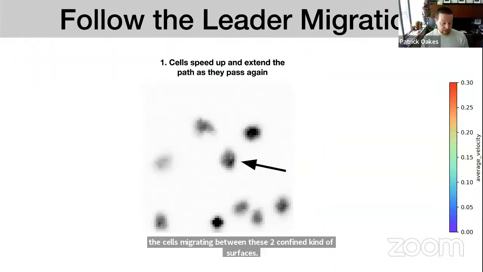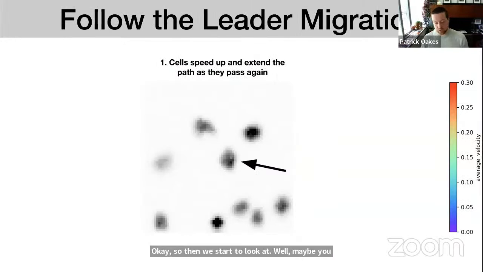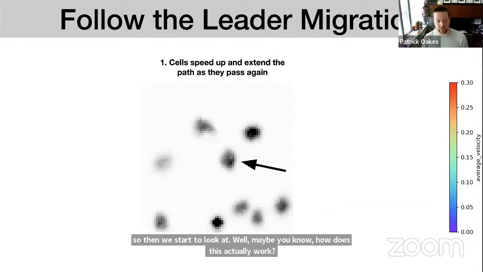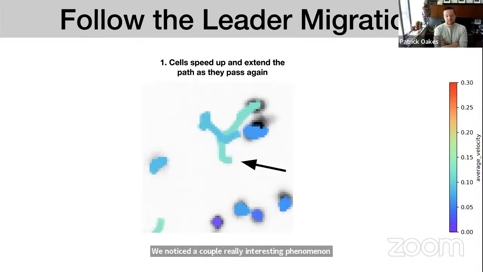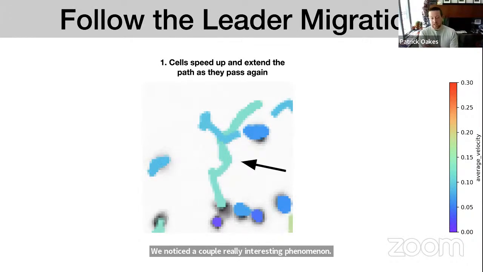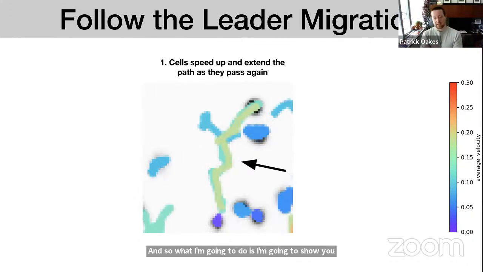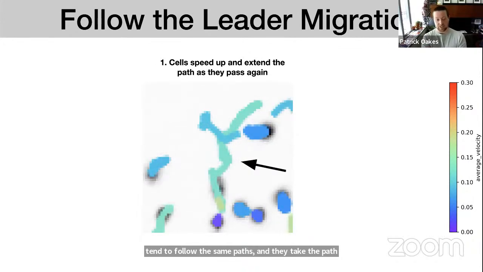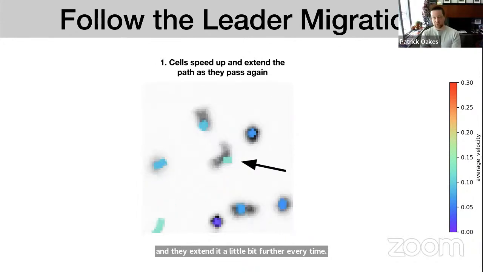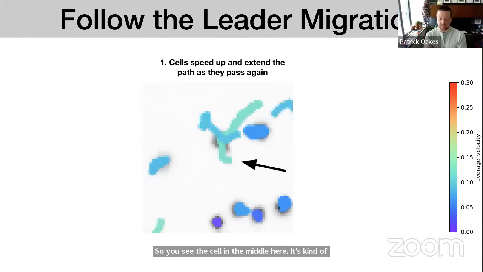Okay, so then we started to look at how does this actually work, and what's going on in these contexts? And we noticed a couple really interesting phenomena. So what I'm going to do is show you this movie right here of cells as they migrate. They tend to follow the same paths, and they take the path and extend it a little bit further every time. So you see the cell in the middle here, it's migrating at this green speed, and it pushes it out each time it goes back and forth. And then as it migrates along the same path, it speeds up, right?